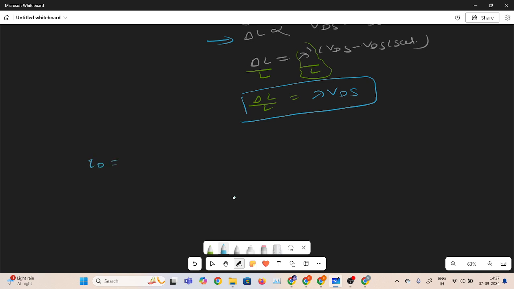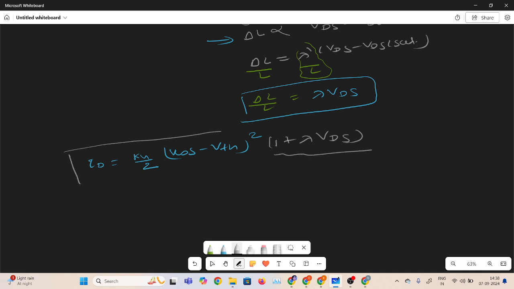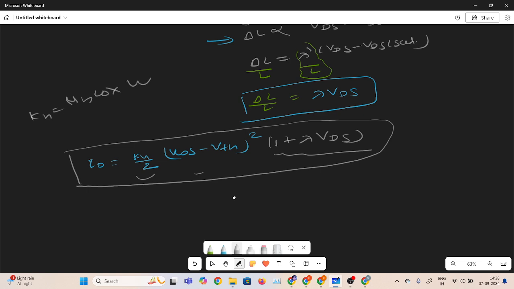Due to the channel length modulation, ID is equal to kn by 2 into (VGS minus VTH) whole square, and 1 plus delta L by L we can write as 1 plus lambda VDS. This is the additional term that came. So now the current equation in the saturation region is like that. Previously we had kn by 2, and kn you know already: it is mu1 Cox and W by L. So ID equals kn by 2 (VGS minus VTH) whole square (1 plus lambda VDS).